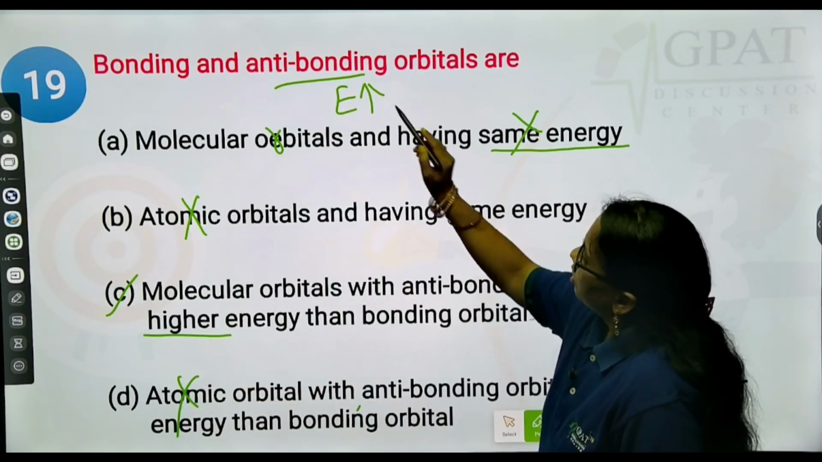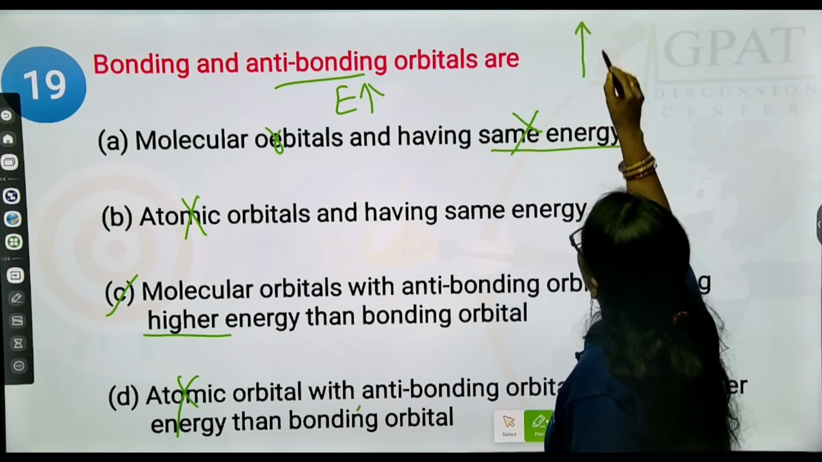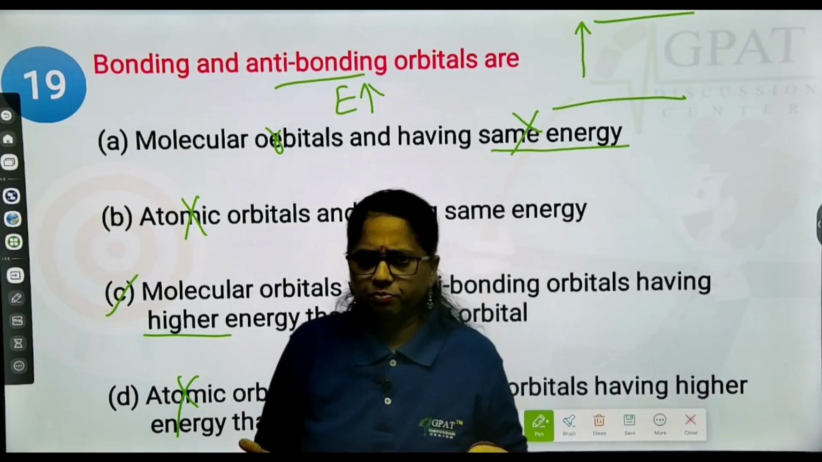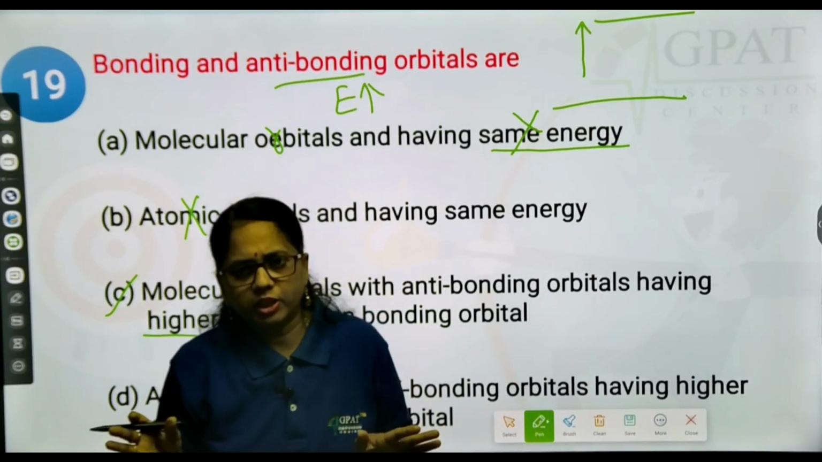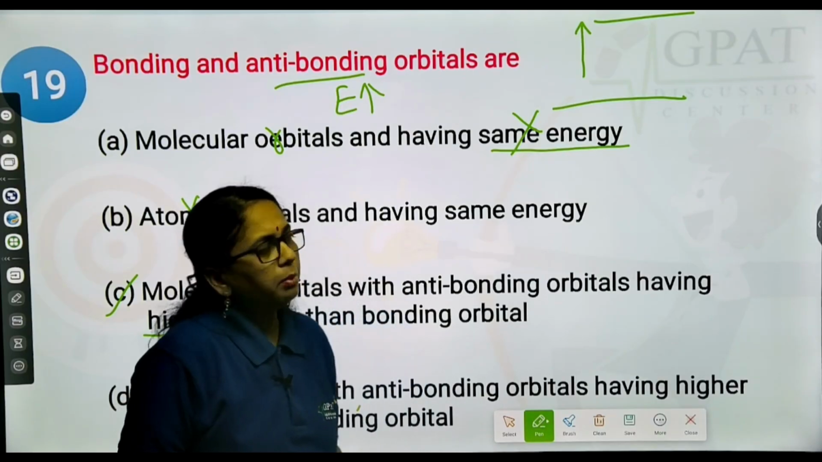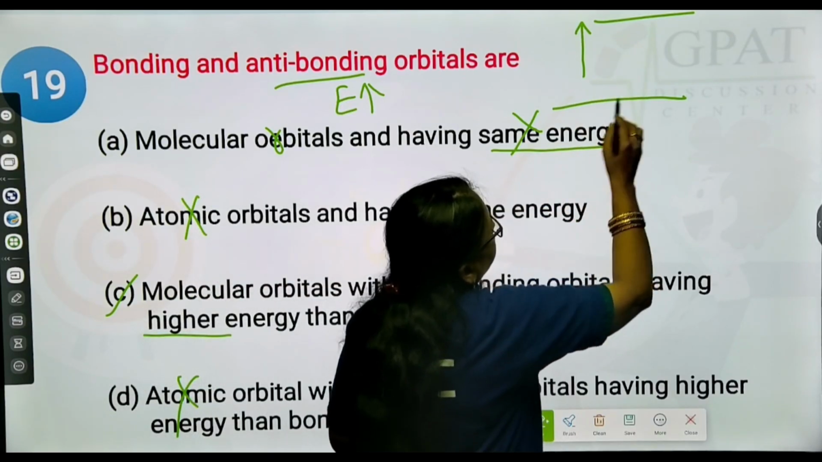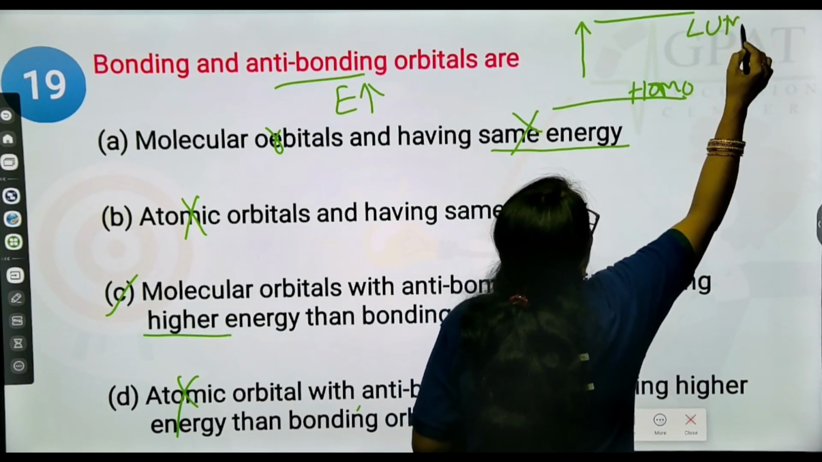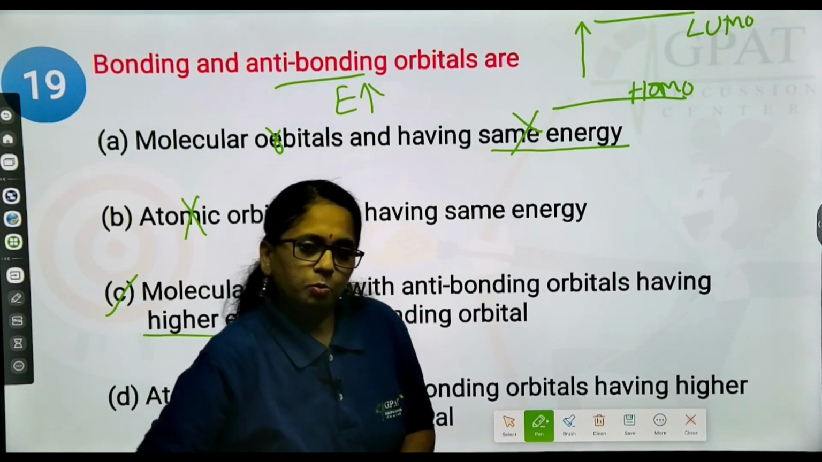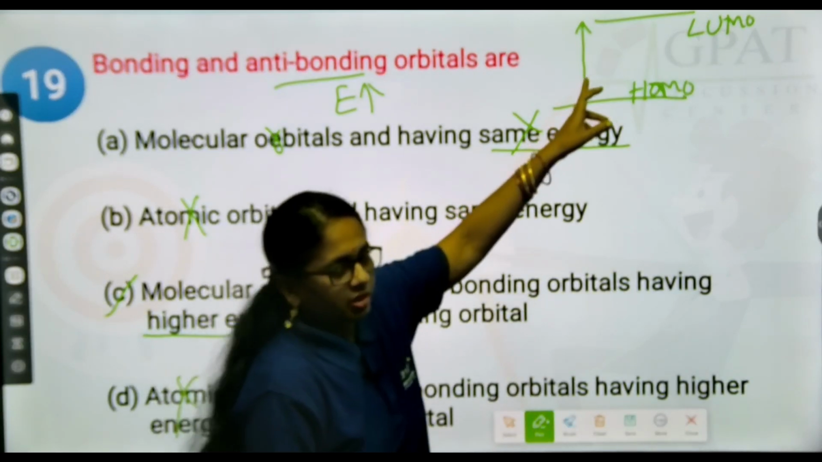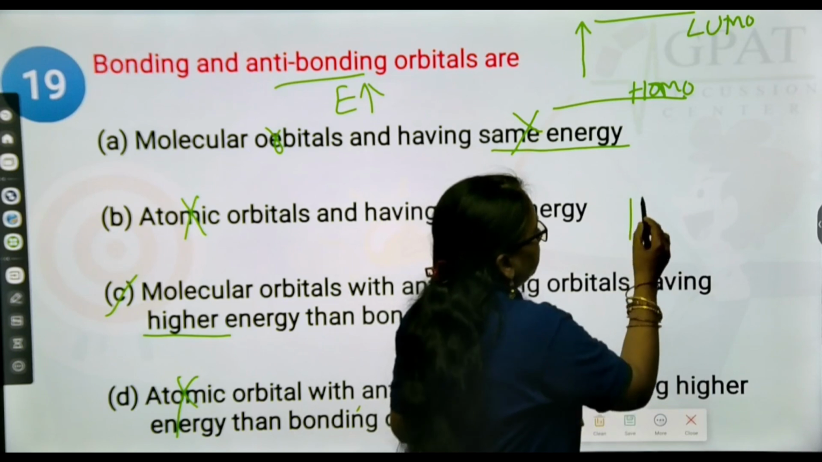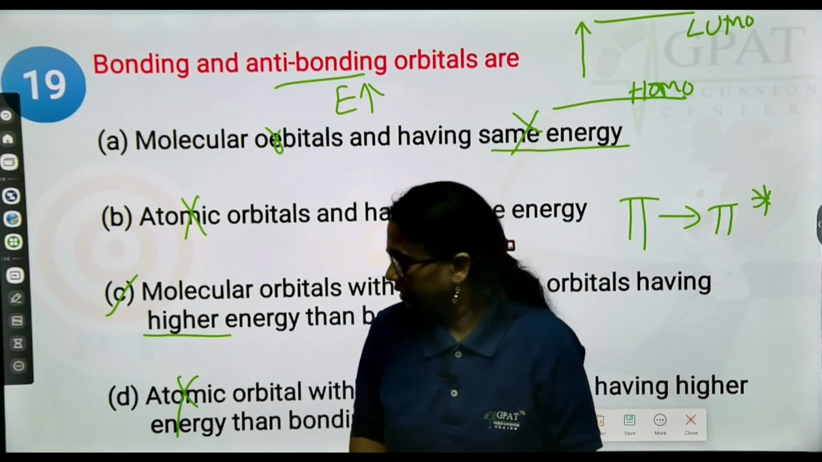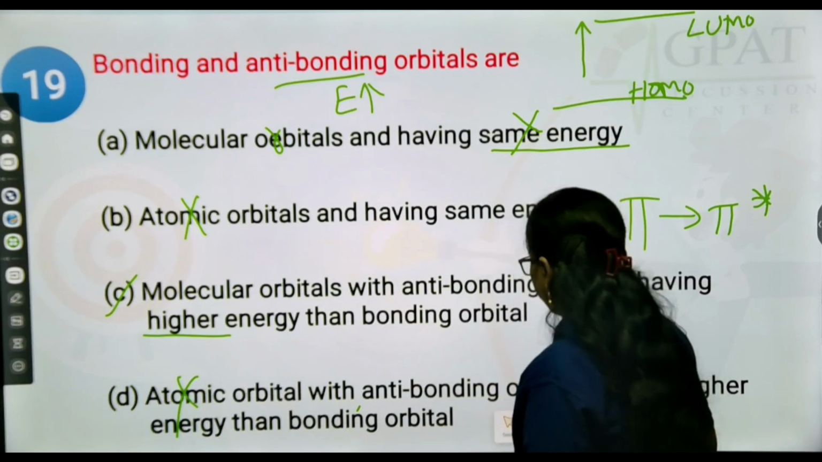Whenever excitation takes place from the ground state to the excited state, the ground state means normal energy. Whenever we give energy in the form of light, excitation takes place from the ground state. That is why it is called the highest occupied molecular orbital, and antibonding orbitals are the lowest unoccupied molecular orbitals, which have the highest energy. Antibonding orbitals, that means pi to pi star. Pi star always has higher energy than pi. So option C is going to be the right answer.